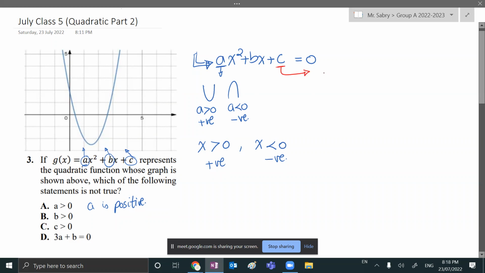So what does the C represent? The C represents still the y-intercept. It is the place where the graph intersects the y-axis. So for example, once you look at this graph, it intersects the y-axis here. So this is supposed to be C. It's a positive number, apparently. It's on the y in the positive part. So definitely C must be positive, according to this graph.